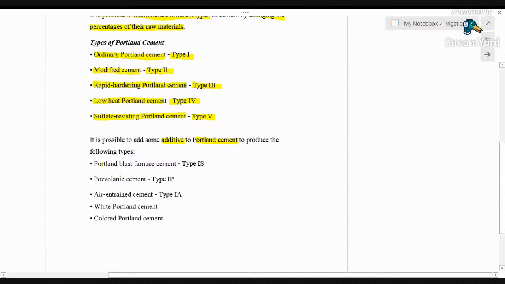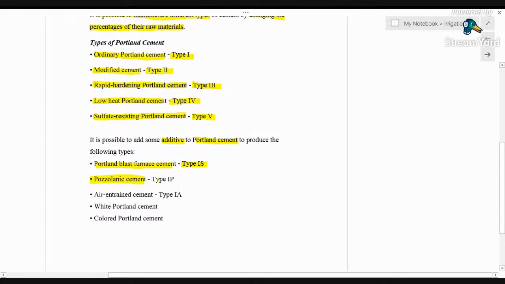So there also we have Portland blast furnace cement, that is coming under type IS. Portland blast furnace cement. Then there is pozzolanic cement. Pozzolanic cement is made if you add some pozzolana, okay, fly ash.